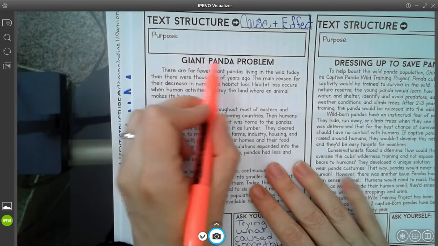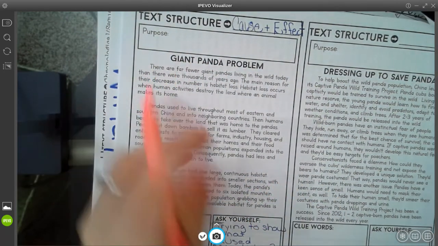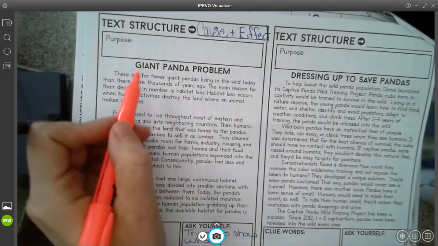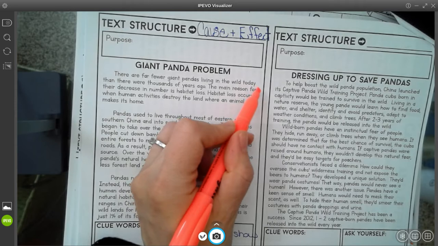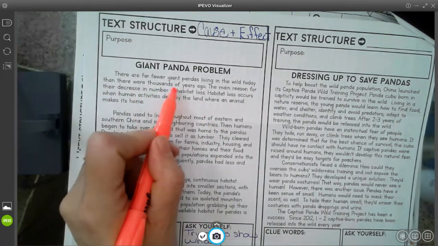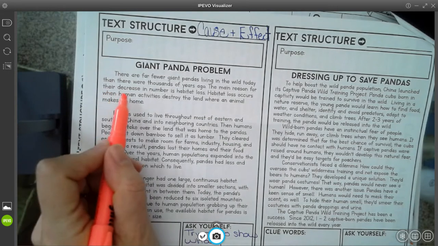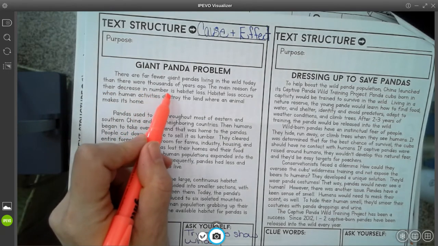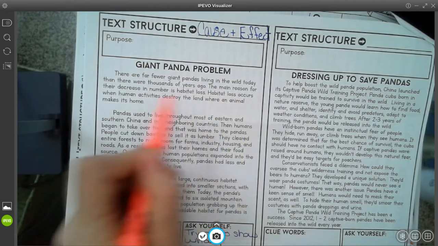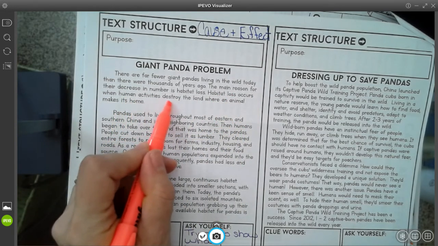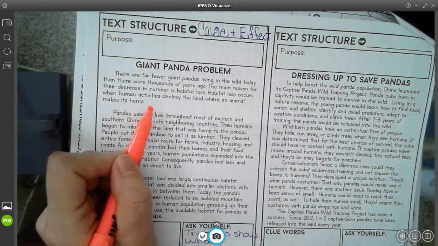All right, giant panda problem. Go ahead and read along with me. There are far fewer giant pandas living in the world today than there were thousands of years ago. The main reason for their decrease in number is habitat loss. Habitat loss occurs when human activities destroy the land where an animal makes its home.